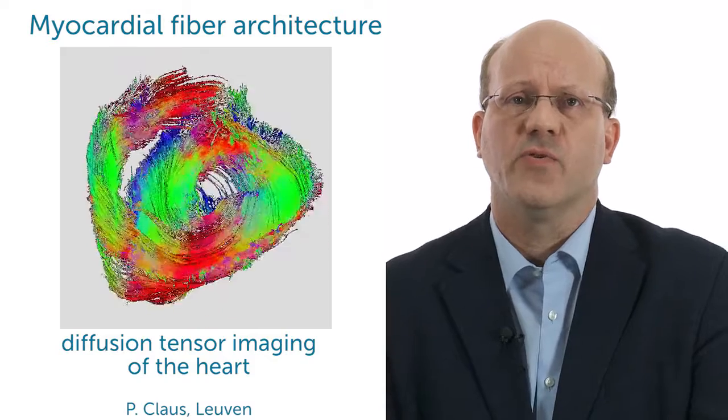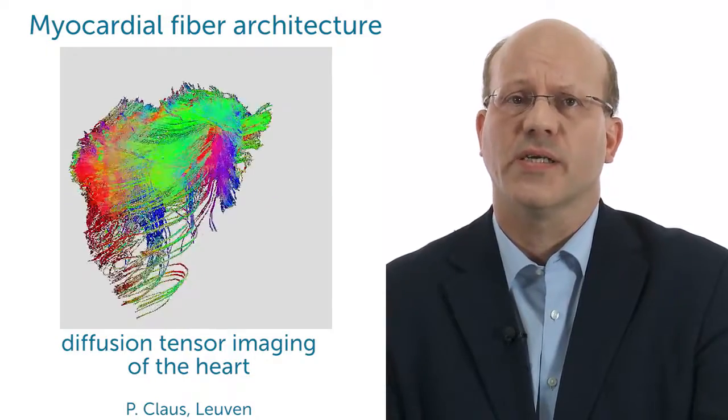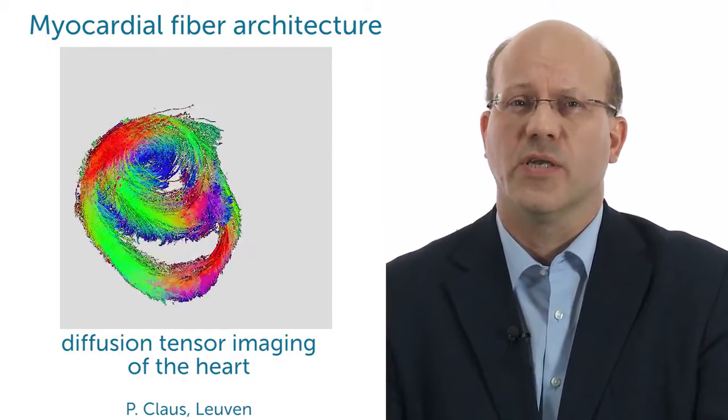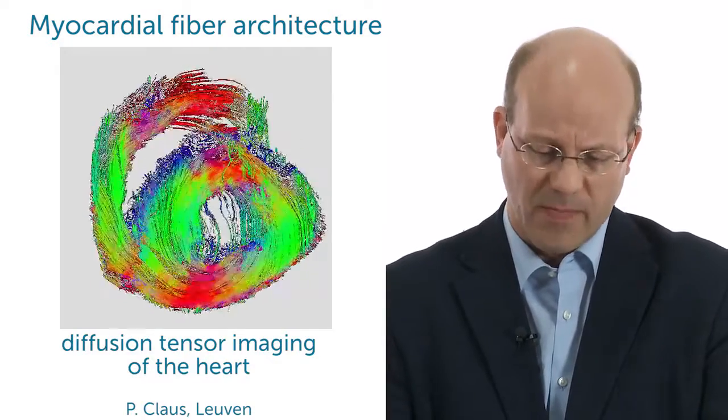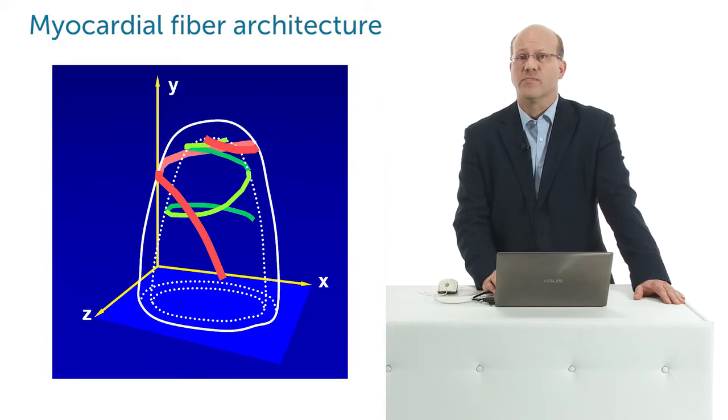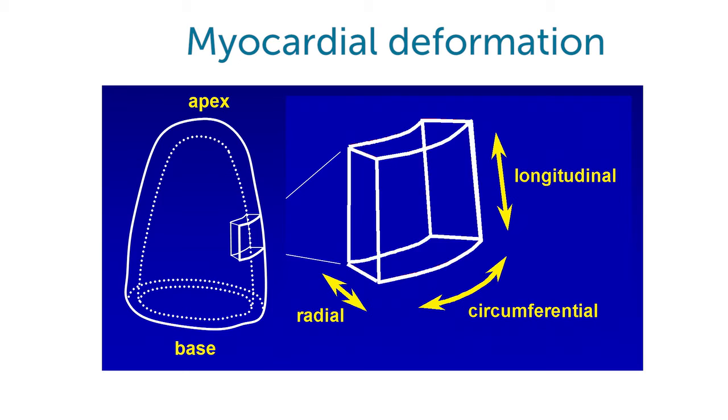This is due to the myocardial fiber architecture. This is a rather complicated way of arrangement of the myocardial fibers. You can see it here in this diffusion tensor imaging. This is an MRI technique that shows the fiber orientation. And you can recognize that the fibers are oriented in a spiral way. I have here a more schematic drawing. There are two major spirals which run in the opposite direction. And as a result, the myocardium deforms in a very complicated and a very complex way.